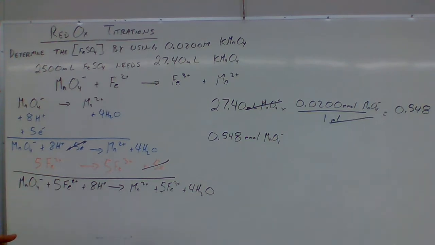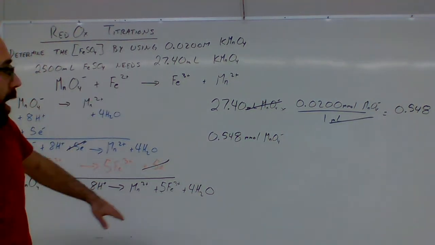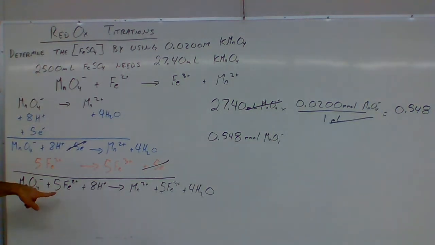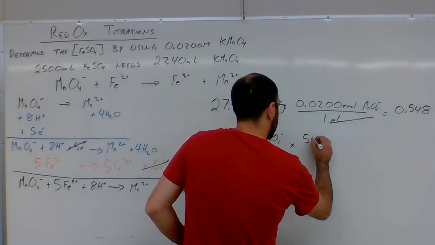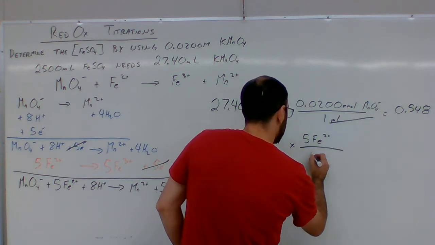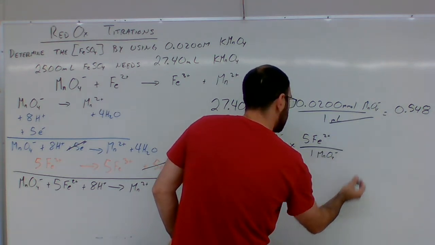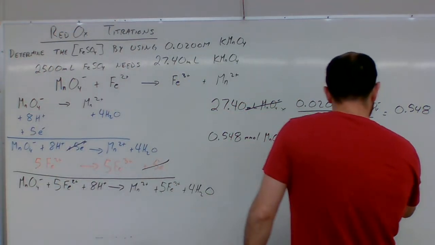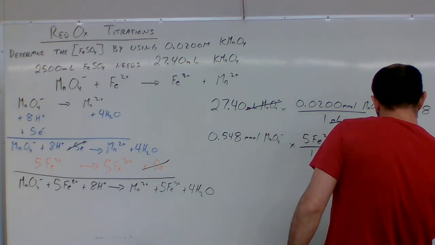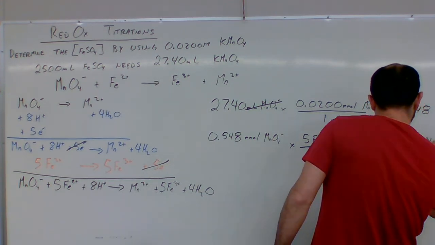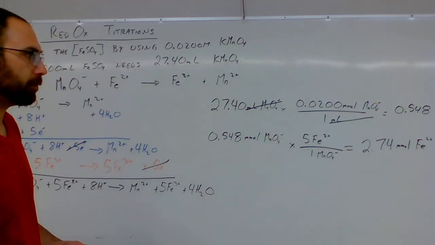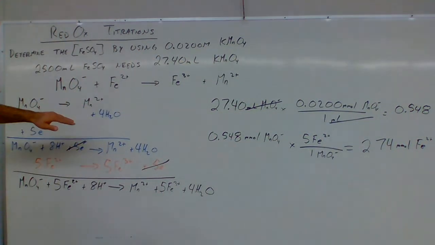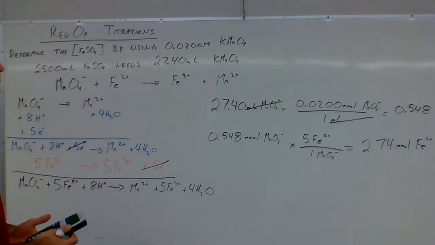But I wanted to know the concentration of the Fe2 plus. So to convert from my MnO4, I need my molar ratio from down here: 5 Fe2 plus for every 1 MnO4 minus. So times 5 Fe2 plus for every 1 MnO4 minus. That gives me 2.74 millimoles of Fe2 plus, and that came from 25 milliliters of iron.